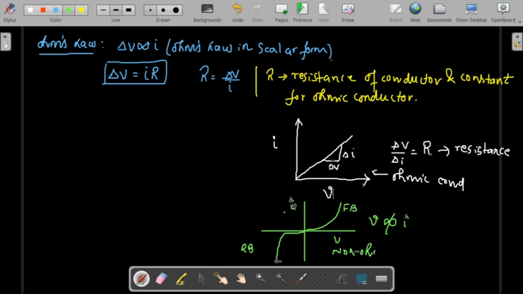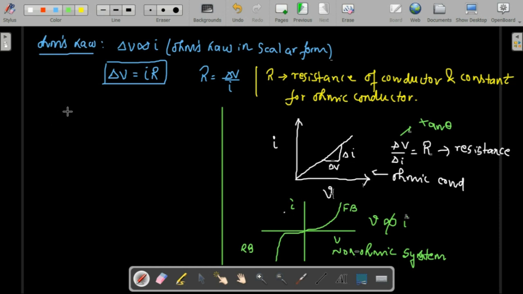If someone tells you a statement that Ohm's law is followed by every object, the answer is wrong. Ohm's law is only followed by an ohmic system. A non-ohmic system does not follow Ohm's law. So this is important. You can also find out the slope, that means we can find out tan of theta, and then calculate it. So this is the idea behind Ohm's law.